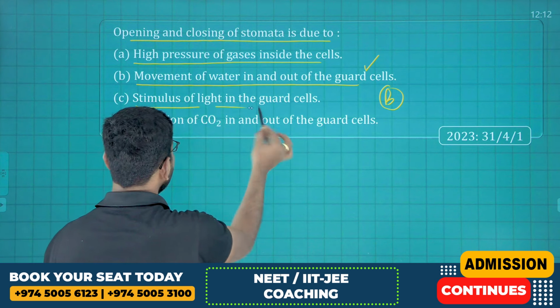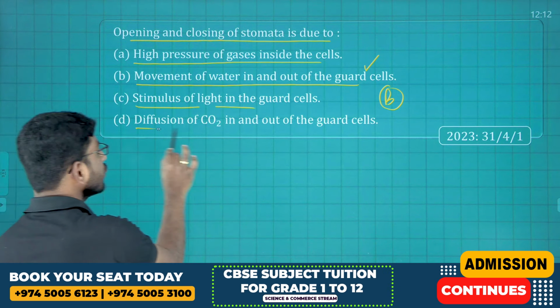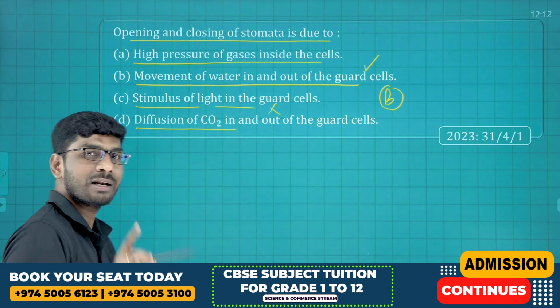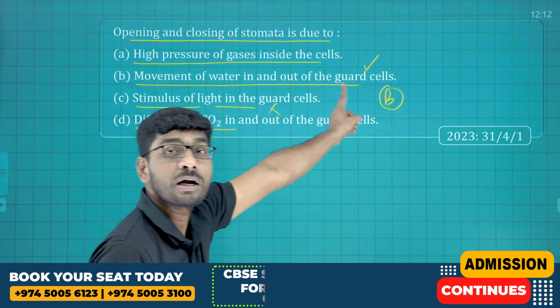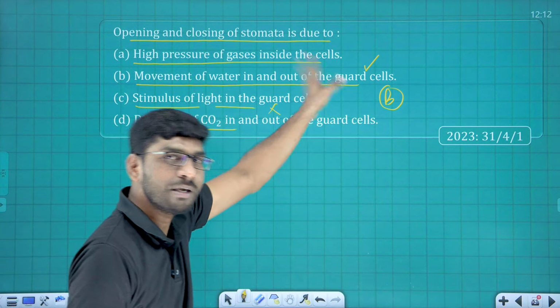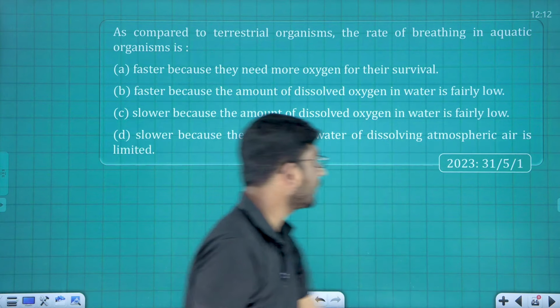Stimulation of light, no. Diffusion of carbon dioxide in and out, no. So the right answer is what? The answer is water in and out of the guard cell. Option B. Clear? Come to the next question.